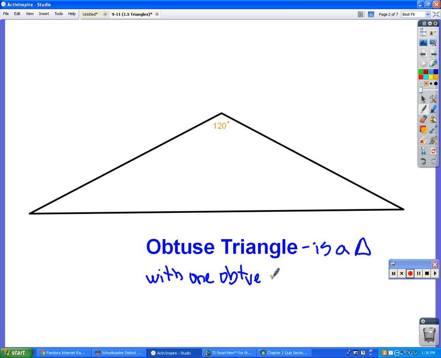What is obtuse? That was a vocabulary word that should be on your graphic organizer from the other day. What does obtuse mean? Oh no, we did those as a group last Friday. What does obtuse mean? Greater than 90, but less than 180. Okay? So an obtuse triangle is a triangle with an angle that's bigger than 90, but less than 180.